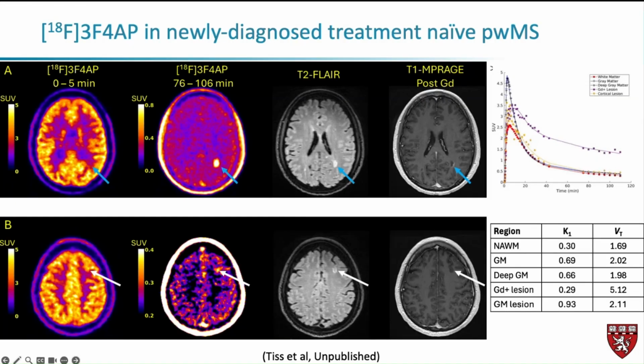This person also had some gray matter lesions, which are hard to see on MRI, but they could also be picked up on the PET. And we could tell that at least for the gadolinium-enhancing lesion, it was not due to a change in perfusion, but due to a change in binding, based on the kinetic modeling results.